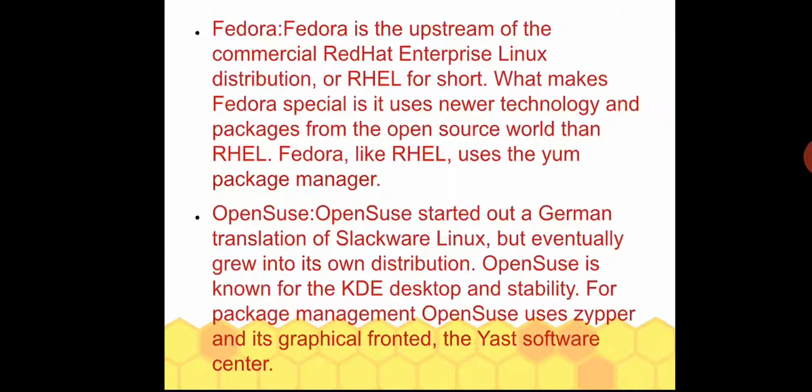Fine. Now there are some concepts we have to see. Fedora is the upstream of the commercial Red Hat Enterprise Linux distribution, or RHEL in short. What makes Fedora special is it uses newer technology and packages from the open source world than RHEL. So Fedora is comparatively better because it is used for commercial purposes, as well as it takes some free or open source code from outside also. So it will be stronger compared to the rest. Now you may ask, what do you mean by Fedora, sir? See, as you are using Ubuntu or Windows 7, 8 or Windows 10, in the same fashion, Fedora is also an operating system. It is a flavor. It's a Linux operating system, I can say like that.